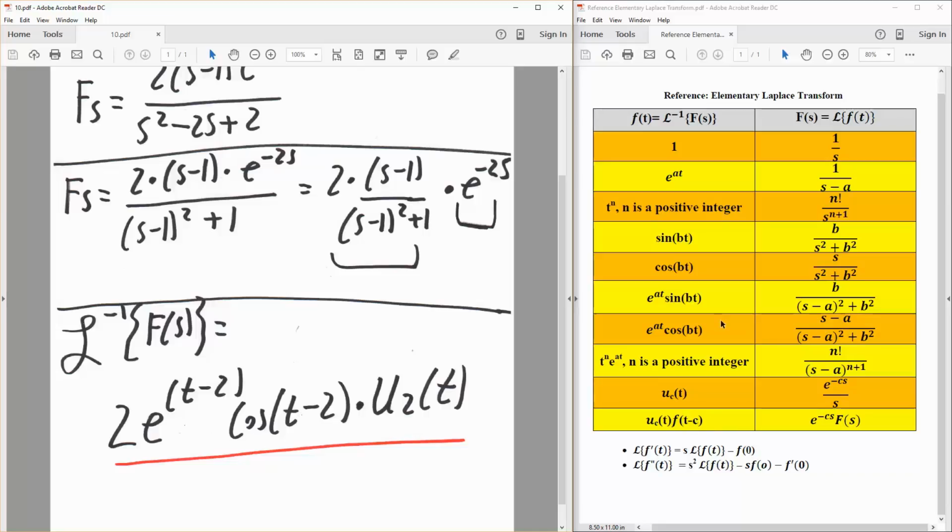And so our final answer will be 2 times e^t. a we know is 1, but this is where we need to change t. Instead of saying just t, we need to say t − 2. So everywhere we have t, we have to say t − 2, except for this one. Cosine, we have bt. We said b is 1, so t − 2, minus because of this 2 right here. And so this right here is our final answer, and that's all we need to do.